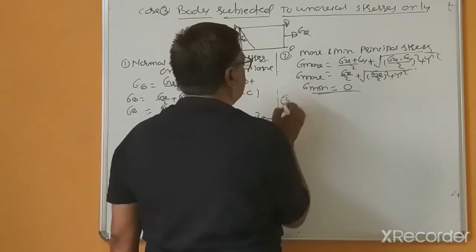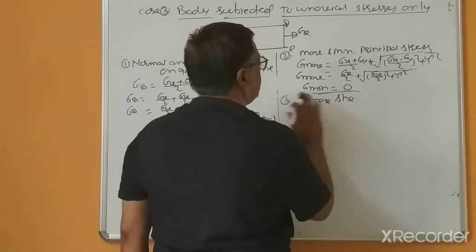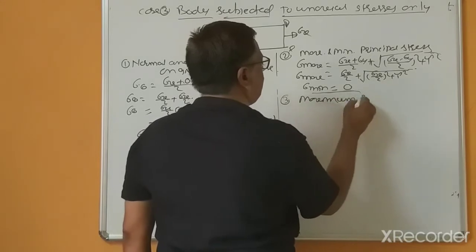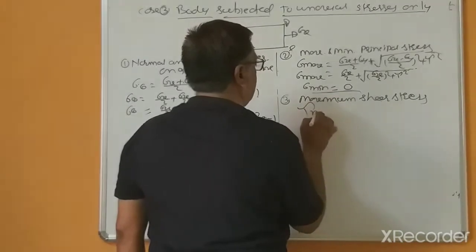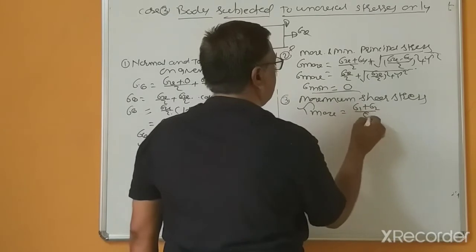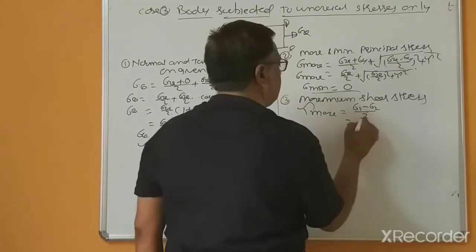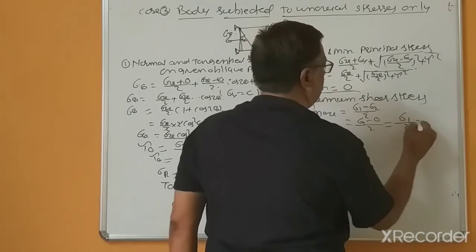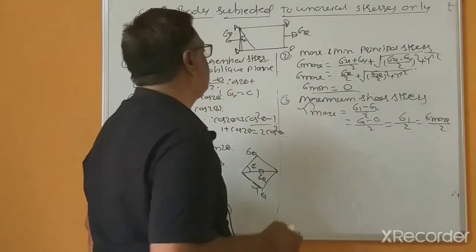Third bit, maximum shear stress. So tau max equal to, actual formula sigma 1 minus sigma 2 divided by 2. Sorry, this is minus. So this is sigma 1 minus 0 divided by 2. So sigma 1 divided by 2, or sigma max divided by 2, is the maximum shear stress.